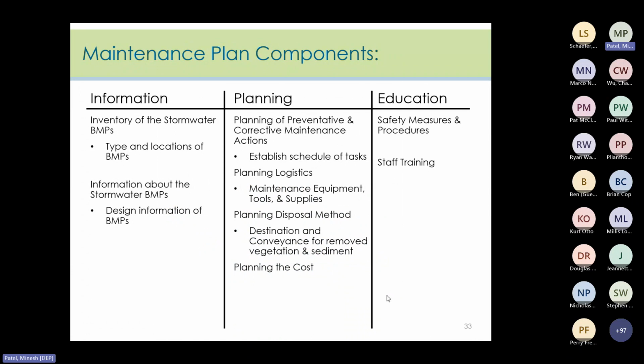So think of it this way. A good maintenance plan is going to contain three essential pieces: information, planning, and education. From the maintenance plan, the reviewer and maintenance staff must be able to know what to look for, where the BMPs are, and how to get there, when and how to perform the maintenance tasks, and what training is needed to successfully follow this plan.